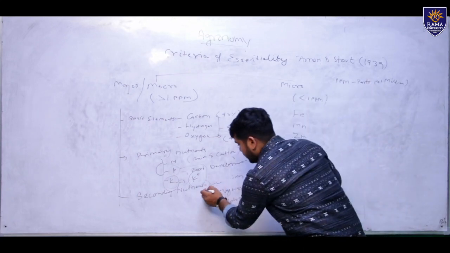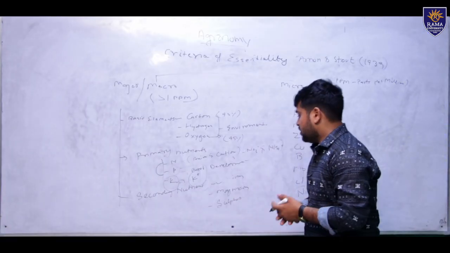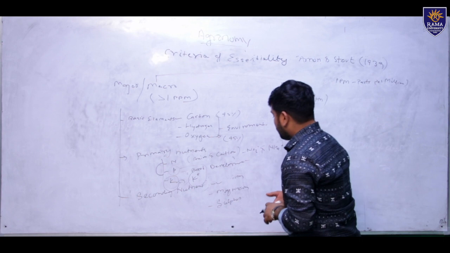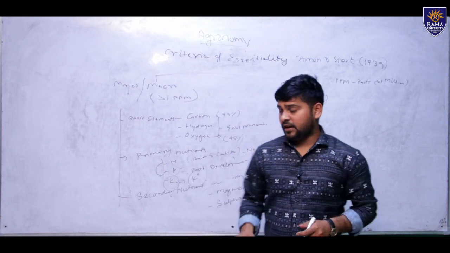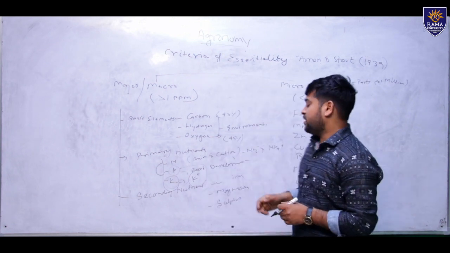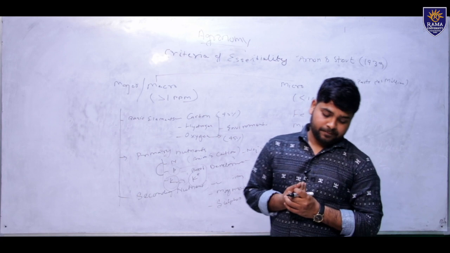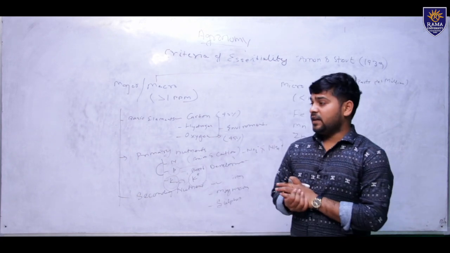Secondary nutrients are required in plants in moderate amounts. What are the works of secondary elements like calcium? Calcium is the major component of middle lamella. Calcium is required in telophase for cell formation.